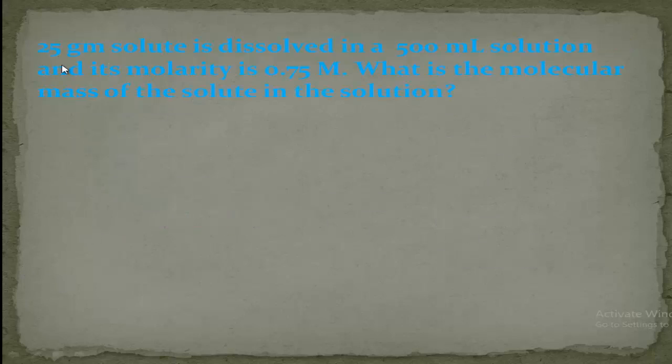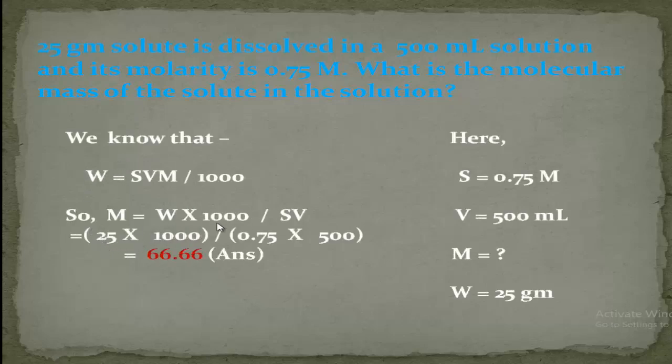Now follow another problem. 25 gram solute is dissolved in 500 milliliter solution and its molarity is 0.75. What is the molecular mass? The other factors are given here: W, V, S. You just have to determine capital M, the molecular mass of the solute. You can easily determine it this way, and you will obtain the answer 66.66.